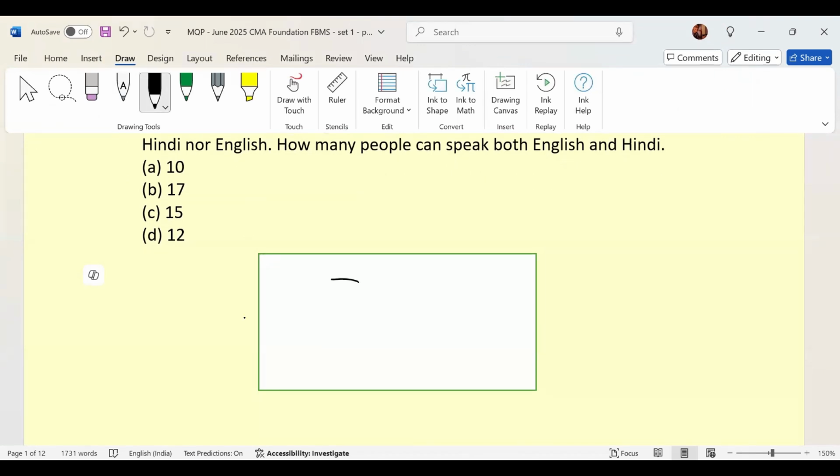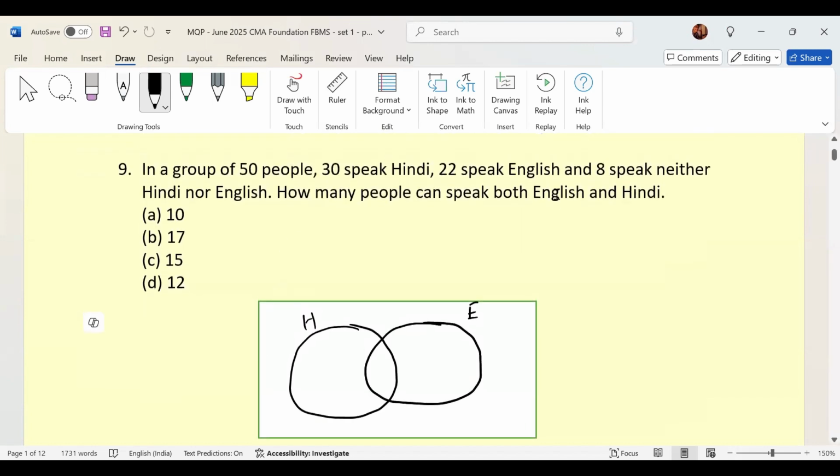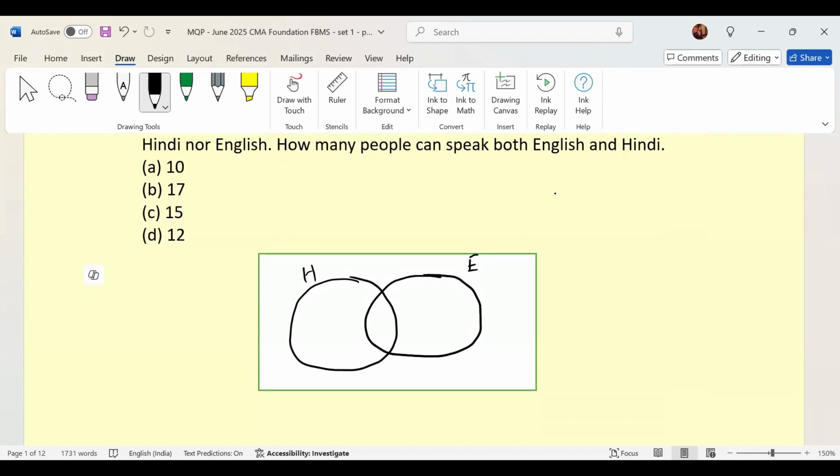So this circle, we will consider it as Hindi. This circle, we'll consider it as English. The question is to find out how many people can speak both English and Hindi. That means we want this intersection area, which we don't know. We'll consider it as X.